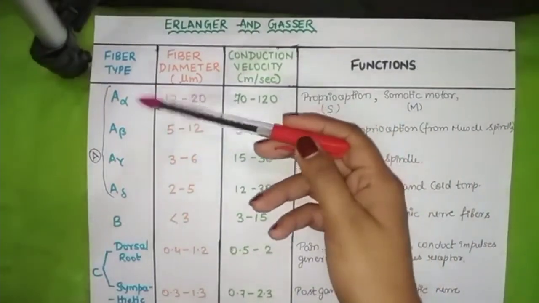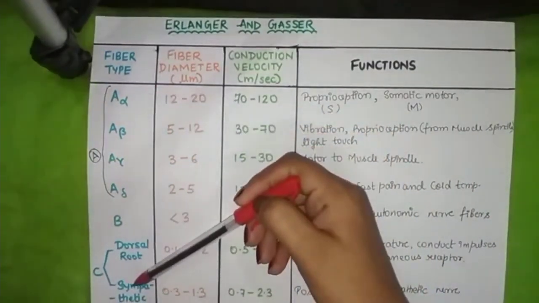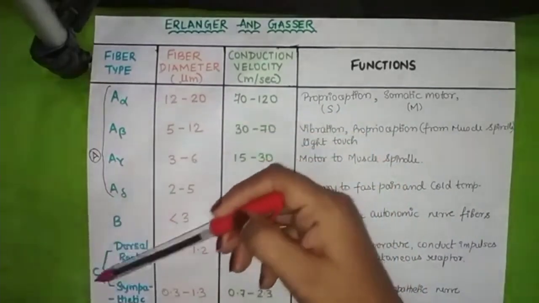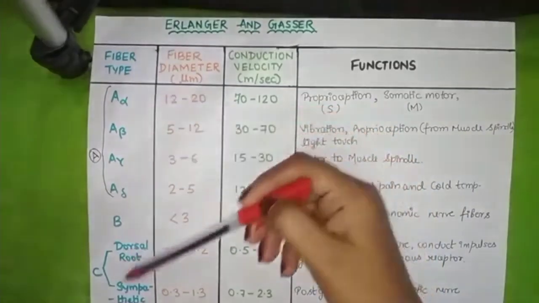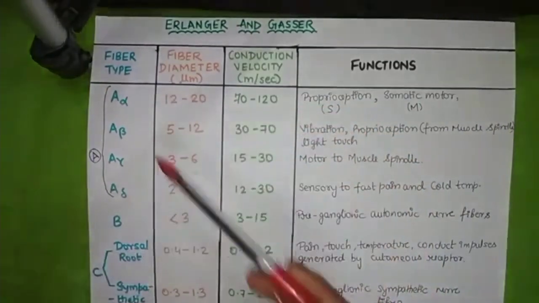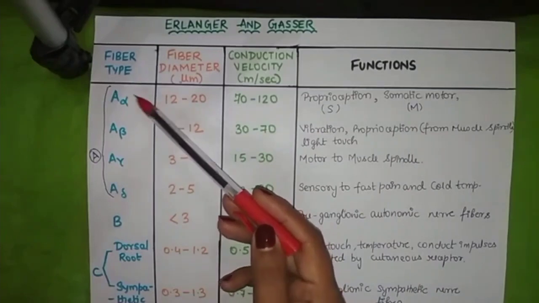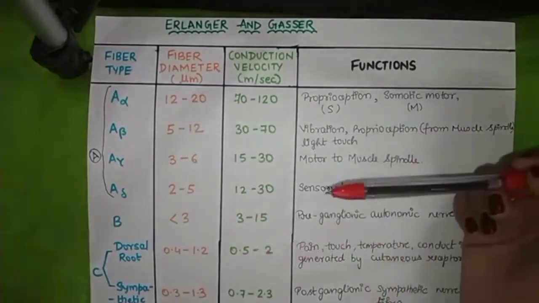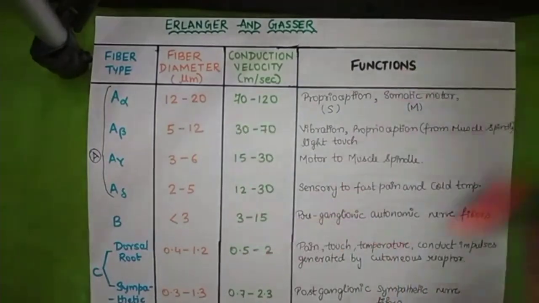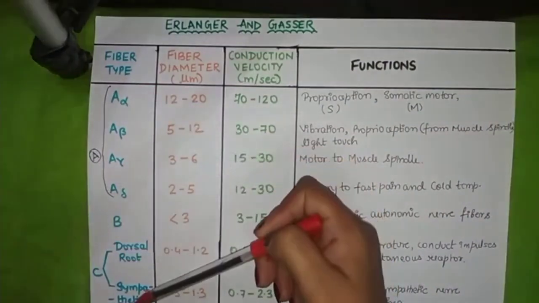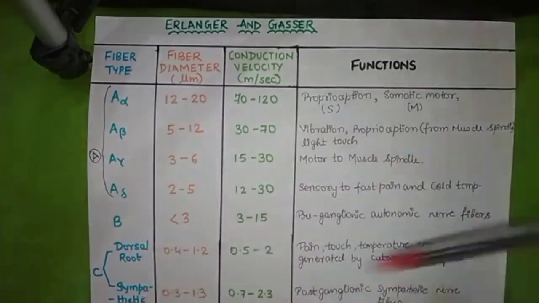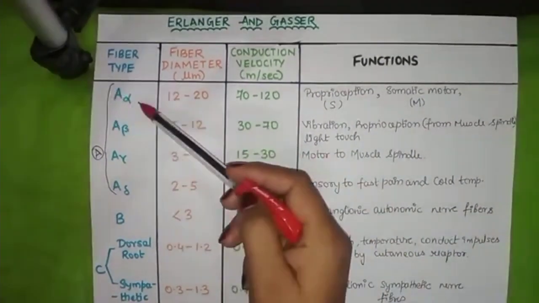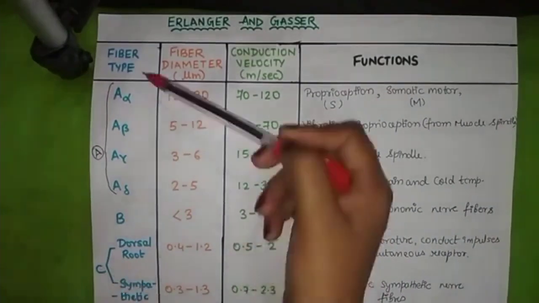As we go from up to down, myelination decreases. That means A alpha is the thickest of all and C is unmyelinated. And as we know, myelination is responsible for fast conduction speed. So as we go from up to down, because myelination is decreasing, the conduction velocity of nerve fiber will also decrease. So A alpha will have the highest conduction velocity and C will have the least among all.